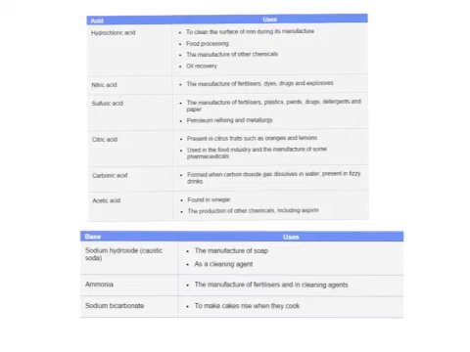And now ammonia, manufacturing of fertilizers and cleaning agents. A lot of floor cleaner has this kind of stuff. And good old sodium bicarbonate to make cakes rise and, you know, yummy things like that. Okay, so let's move on to something different.